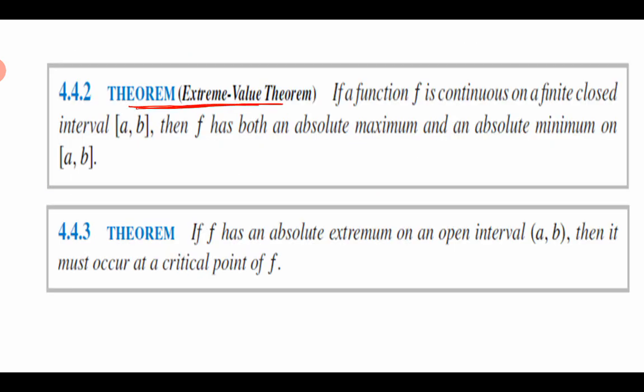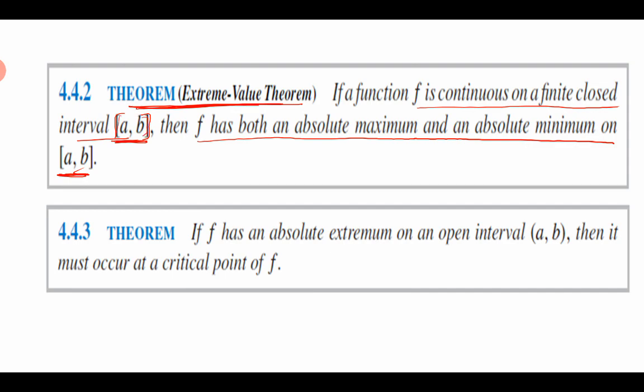The theorem is the extreme value theorem. If a function f is continuous on a finite closed interval [a, b], the interval is closed, isn't it? And the function is continuous in this finite interval, then f has both an absolute maximum and an absolute minimum in this interval.